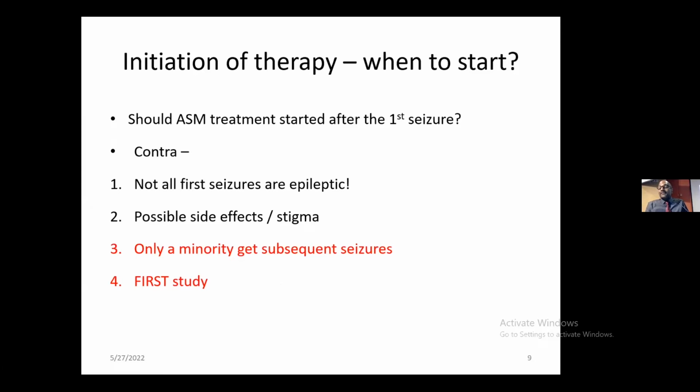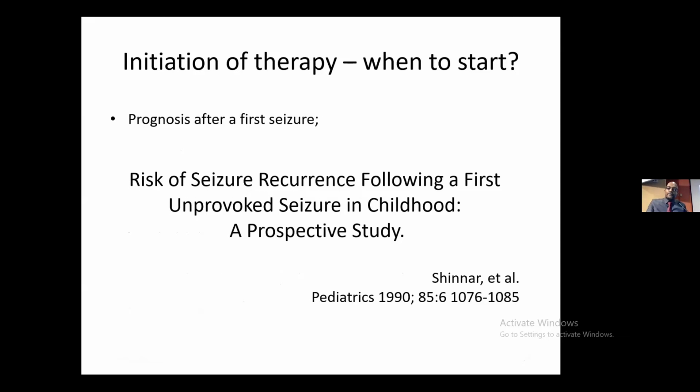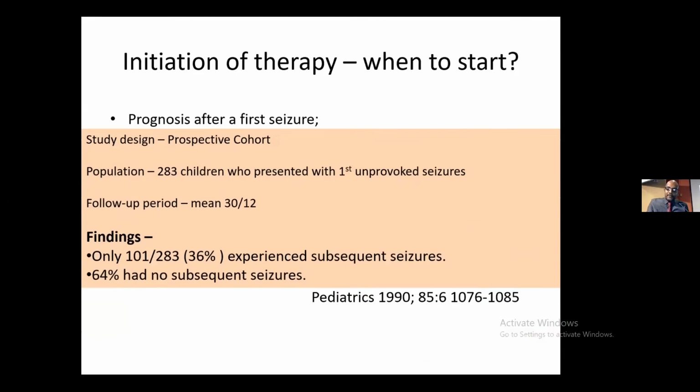The other group would ask us to wait for the second seizure, purely because not all first seizures are epileptic, as we discussed, and because of possible side effects or the stigma of starting anti-seizure medication. Only a minority would get a subsequent seizure. There's a nice study which we are going to discuss, called the FIRST study. I'm sure that you are thorough about this particular list: risk of seizure recurrence following the first unprovoked seizure. This is, of course, for pediatrics, but I guess it's the same for adults as well.